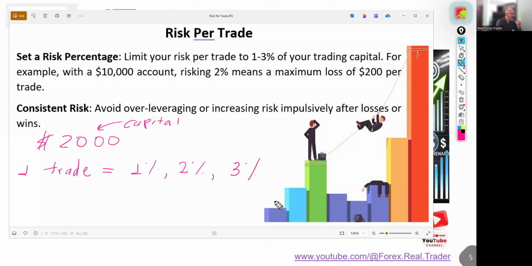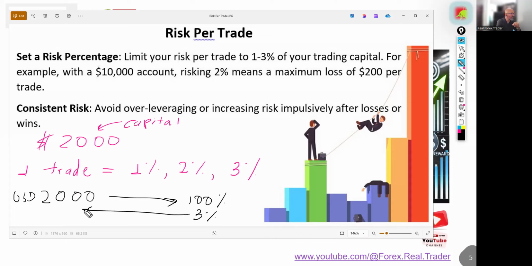What does it mean? Basically, it's a simple rule of thirds. If my account is $2,000, that is 100% of my trading capital. And in this trade, I am going to risk only 3%. So what is that 3% in my account? All right, that is basically a very simple rule of thirds.